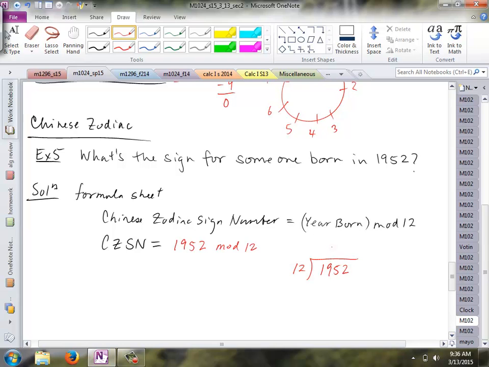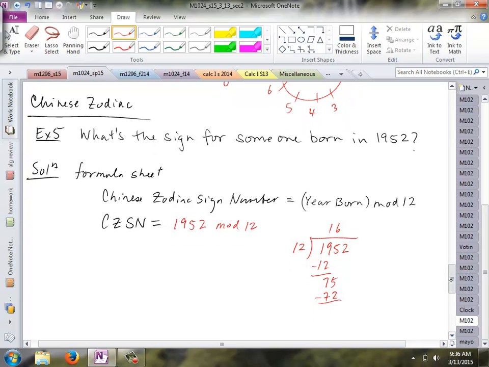Okay, 12 goes into 19 once. What's the remainder here? 7. Drop down the 5. So we keep going. 12 goes into 75. I might have to think a little bit harder here. It goes in 6 times. 6 times 12 is 72. Do that subtraction and we get 3. Drop down the 2. 12 goes into 32 twice. 12 times 2 is 24. Subtract that, you get 8.